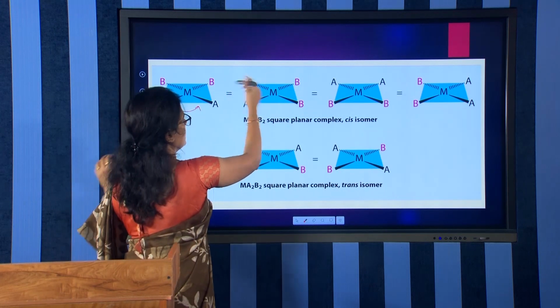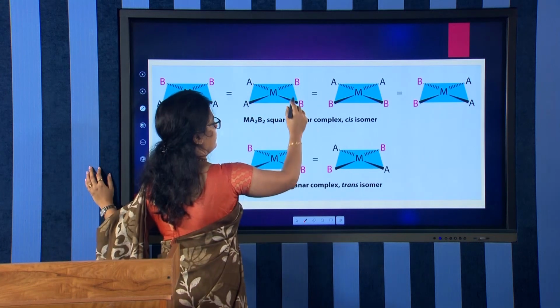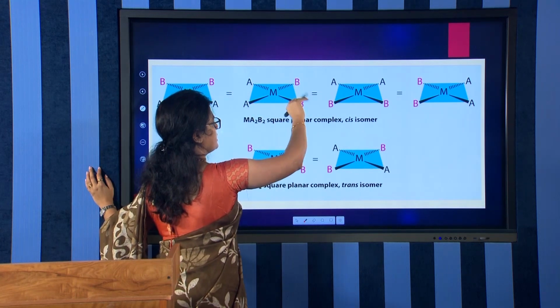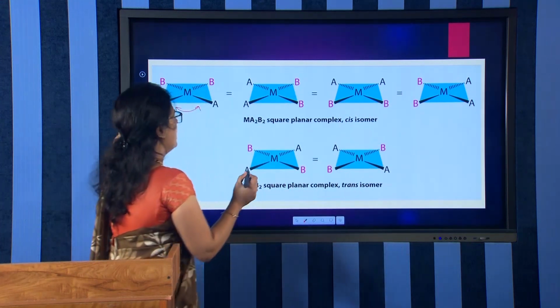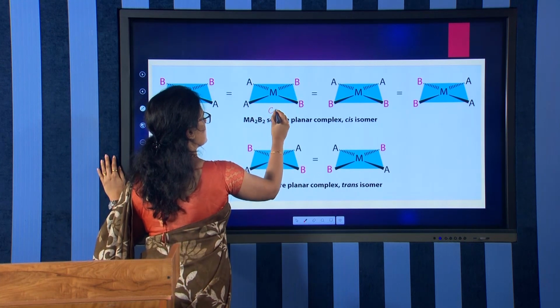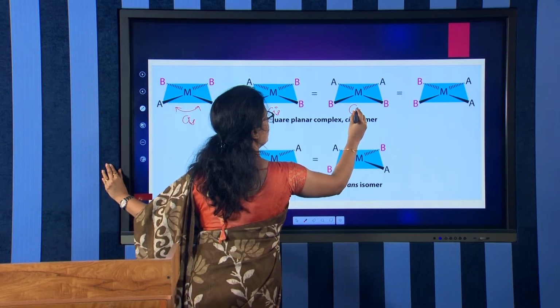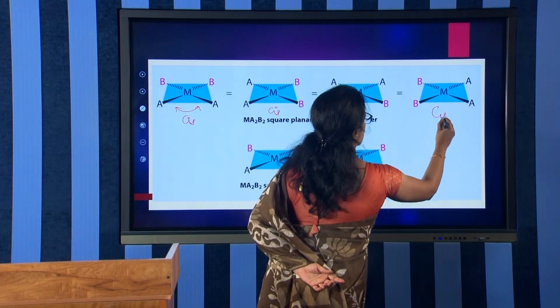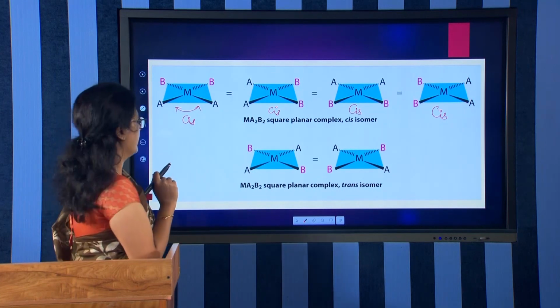And if I am rotating the same thing, again B and B will be coming here and B and B will be coming here. Now I have the cis isomers, all these are cis isomers. Why is it called a cis isomer? All these are cis isomers because similar atoms are on the same side.